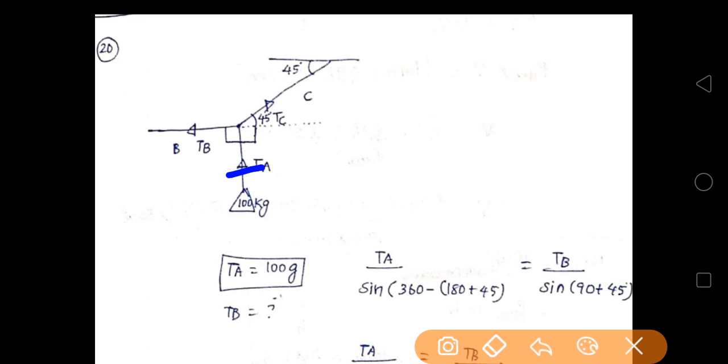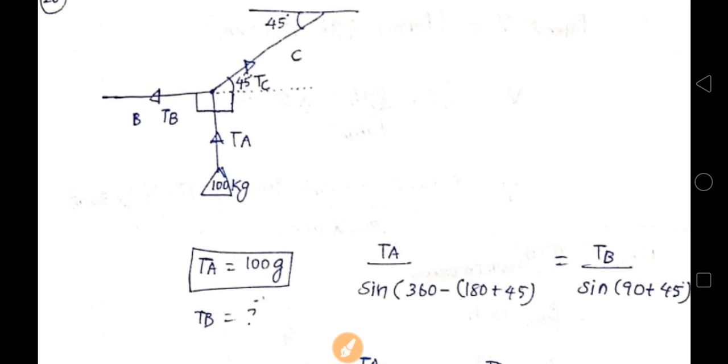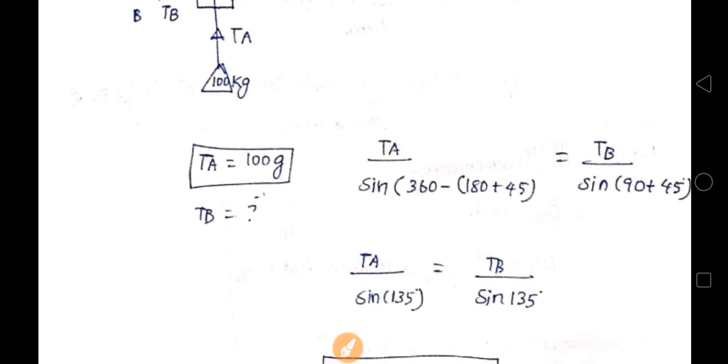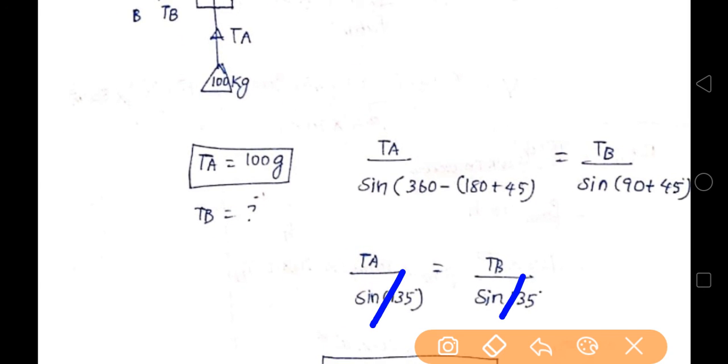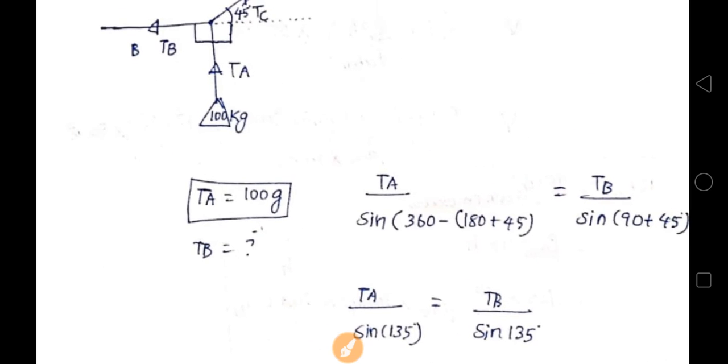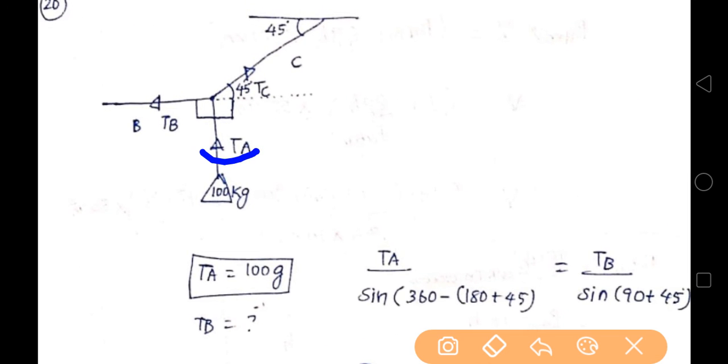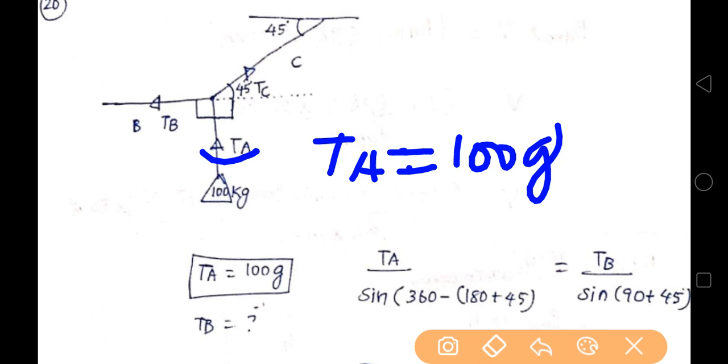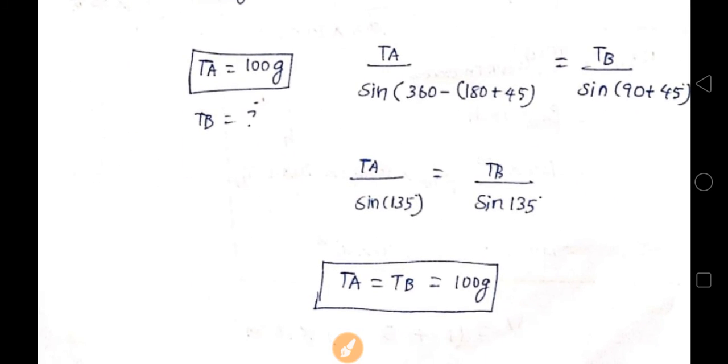So this is TA and its opposite angle: TA by sine of what is the opposite angle? Same 135, just now we have found. So TA by sine 135 is equal to TB by sine 135. Sine 135 cancels. TA is equal to TB. Now what is TA? TA is equal to mg. What is mass? 100 kg into g. So TA is equal to 100 g. So TB is also the same, 100 g.